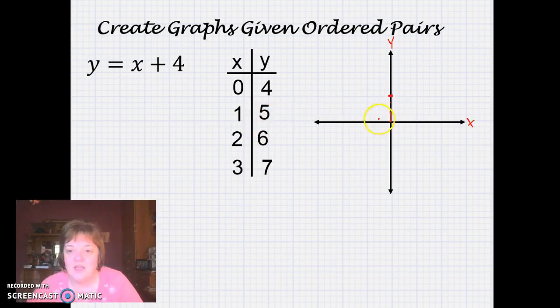Now for 1, 5, we go over 1 and up 5. Since that's 4, I know I can just go one more, okay? And 2, 6 is our next one, over 2 and up 6. Over 3, okay? We're always going to go left or right first, okay? Always left or right first, and then up.